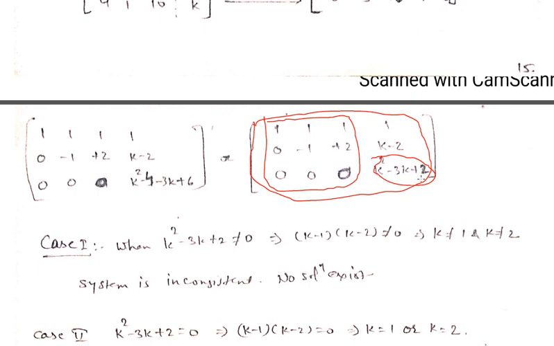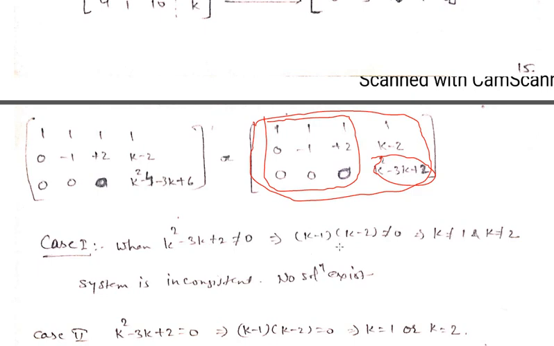But if this k square minus 3k plus 2 is not equal to 0, then the rank of the augmented matrix will be 3, whereas the rank of the coefficient matrix is 2. It means the ranks of both matrices are distinct. So the system is inconsistent and the solution doesn't exist. If k square minus 3k plus 2 is not equal to 0, it gives us k minus 1 into k minus 2 is not equal to 0. In that case, the solution will not exist.